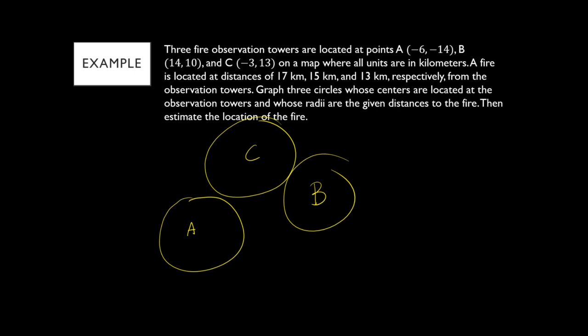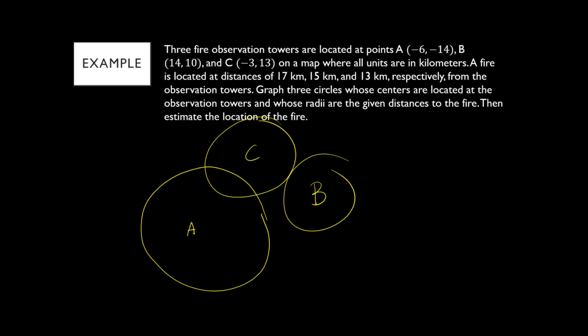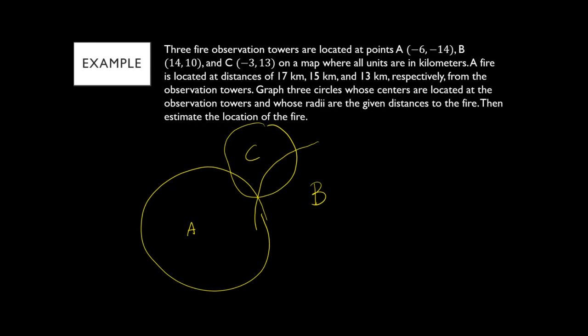So basically, we've got the centers, and then we have their distances. A is 17 kilometers, so that's going to be bigger. B is 15, and then C is 13. So C is the smallest one, and then B is something like that. You have these circles formed around these locations, and the overlapping point between all 3 circles is the location of the fire.